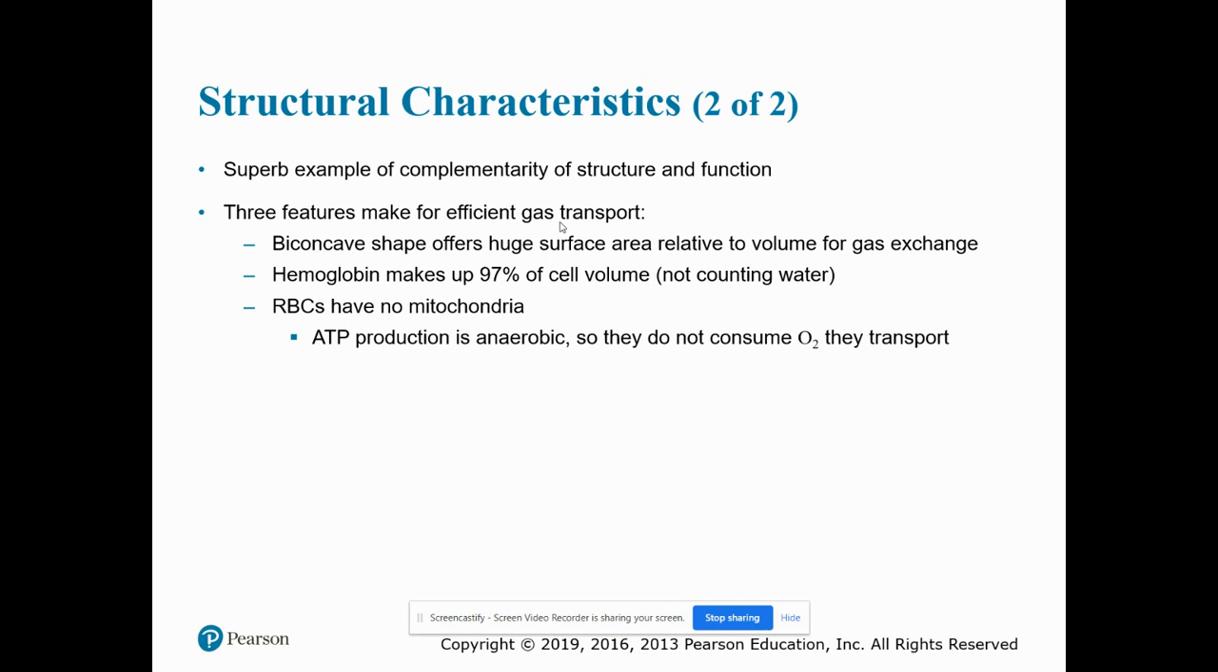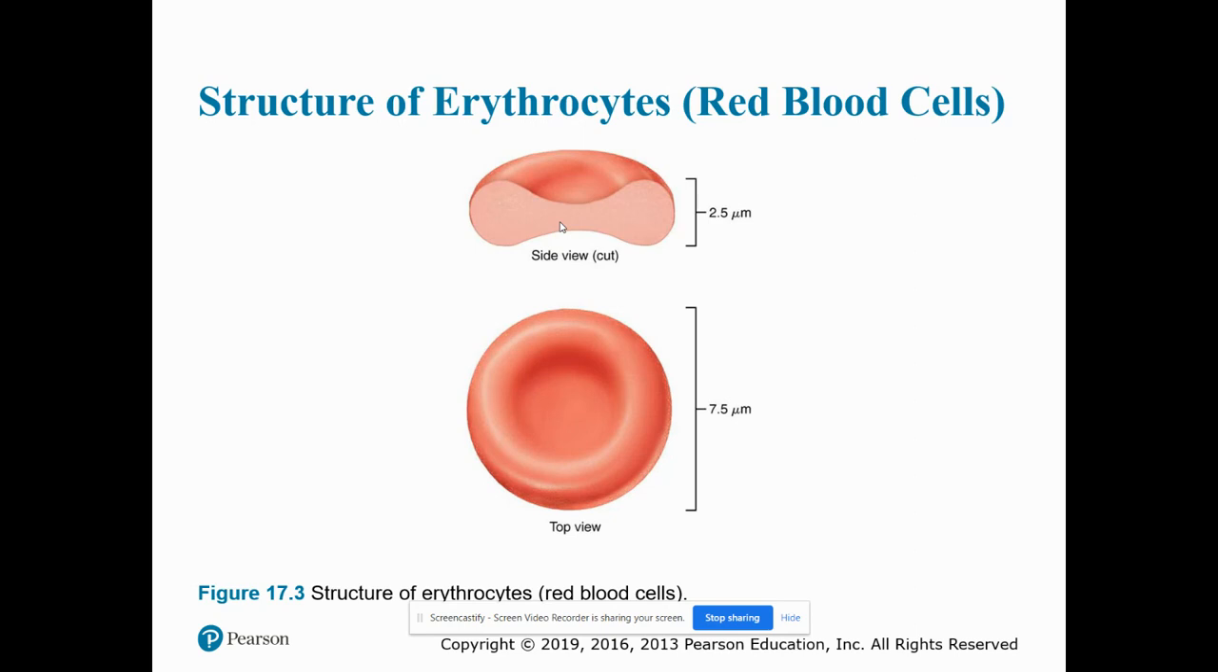And then red blood cells have no mitochondria. And you remember, mitochondria are what produce ATP. So ATP production in red blood cells is going to be anaerobic, so they do not consume the oxygen they transport. How awesome is that? So even though they have an abundance of oxygen that they could be using, they do not use it at all. And again, this is what an erythrocyte looks like.